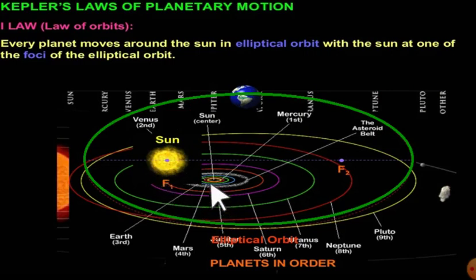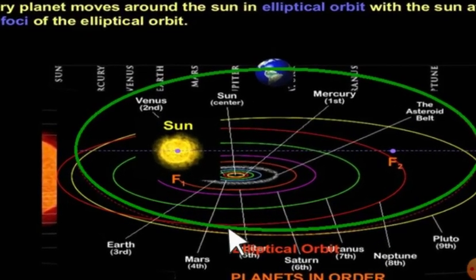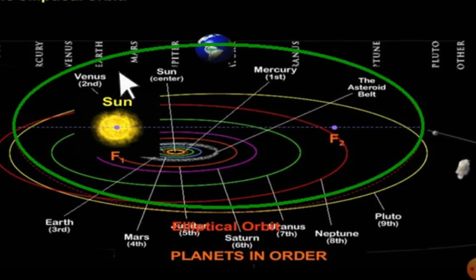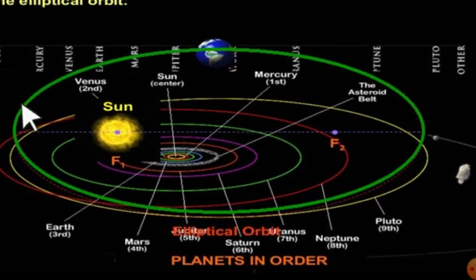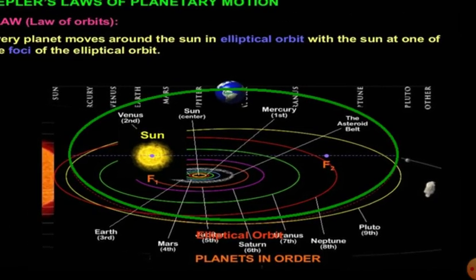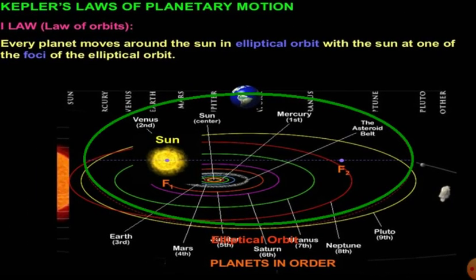Let's continue. I am drawing for different planets, but it is not seen very clearly, so let's concentrate on our planet Earth only. This green ellipse represents the elliptical orbit of the Earth, and the sun will be at one of the foci of this elliptical orbit. So that is the first law. The first law states that all planets revolve around the sun with the sun at one of the foci of the elliptical orbit. Got it?